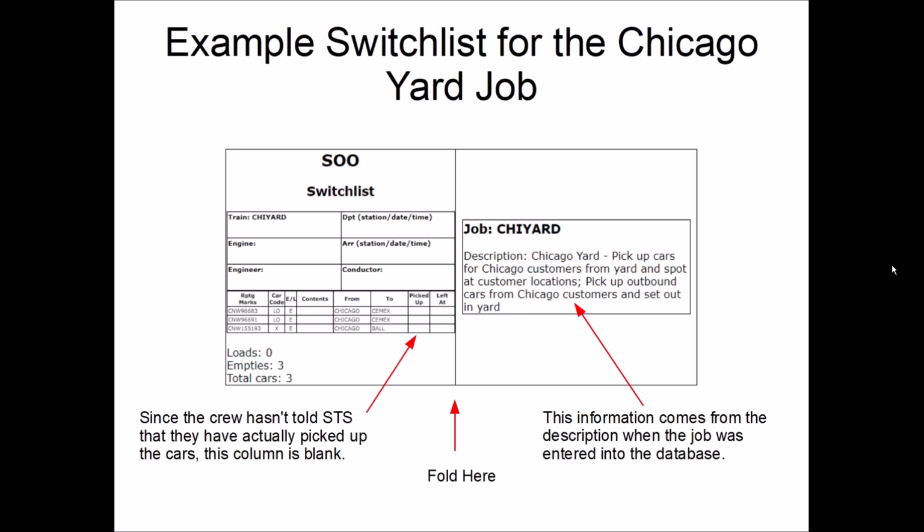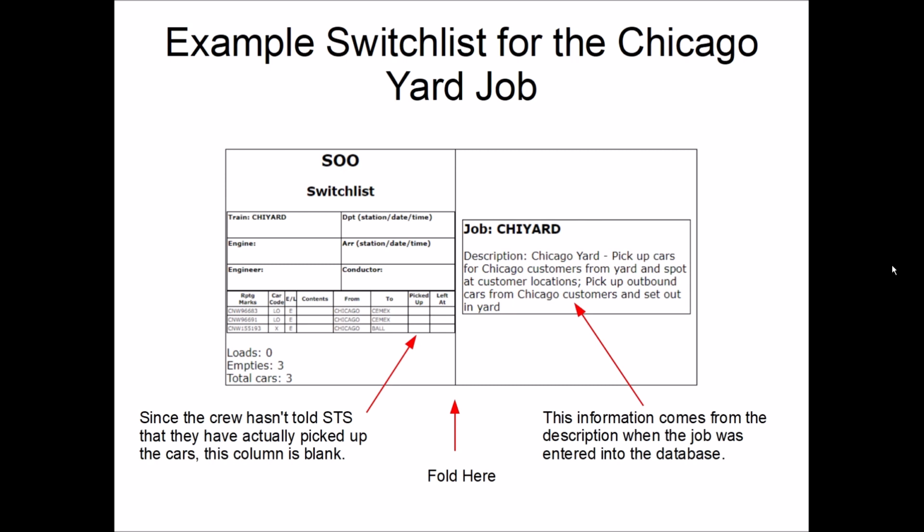On the left-hand half, you can see that it says the train is the Chicago yard. The engine, engineer, and conductor fields are for the operators to pencil in what engine they've been assigned, the engineer's name, the conductor's name, and the date and time they leave and arrive. Below that, you'll see the three cars that have been assigned to the Chicago yard job. They haven't been picked up yet, so the picked up column is still blank.